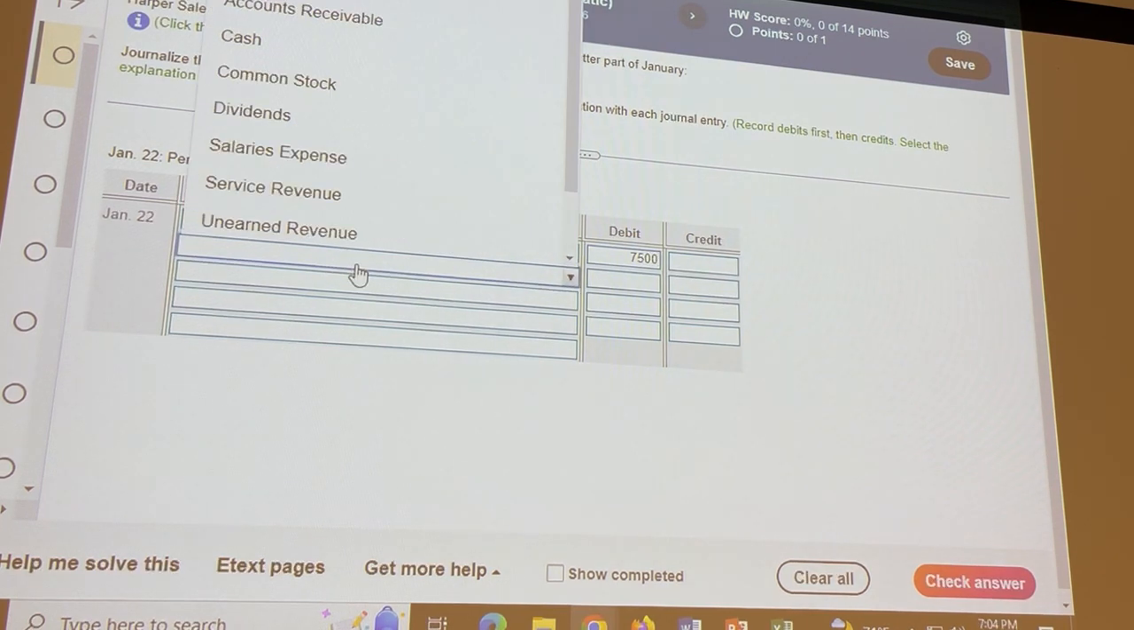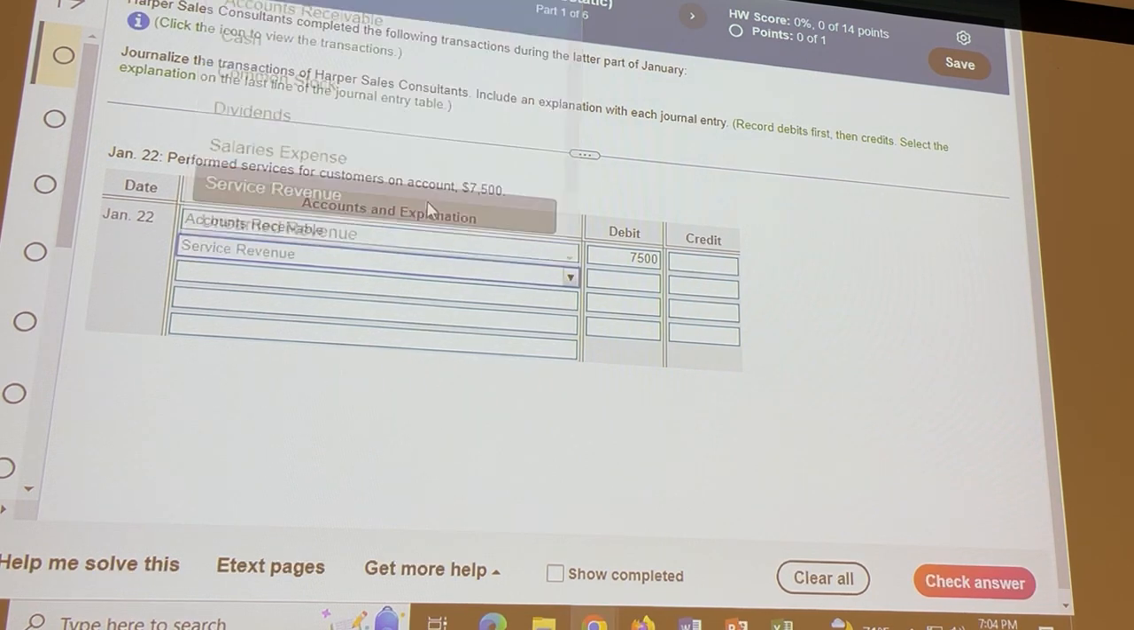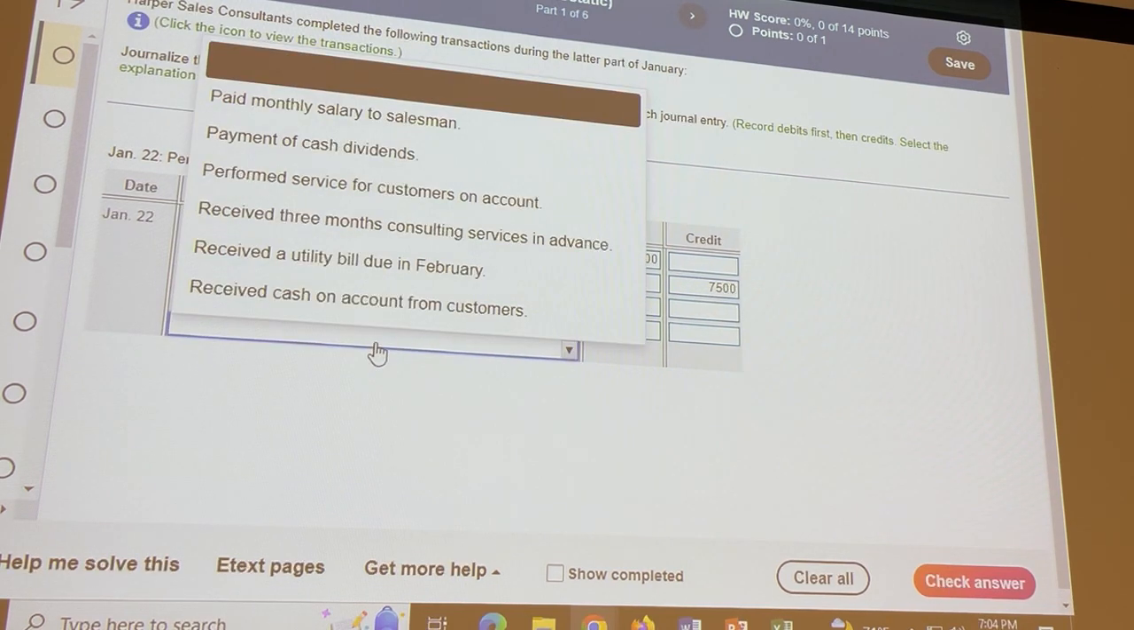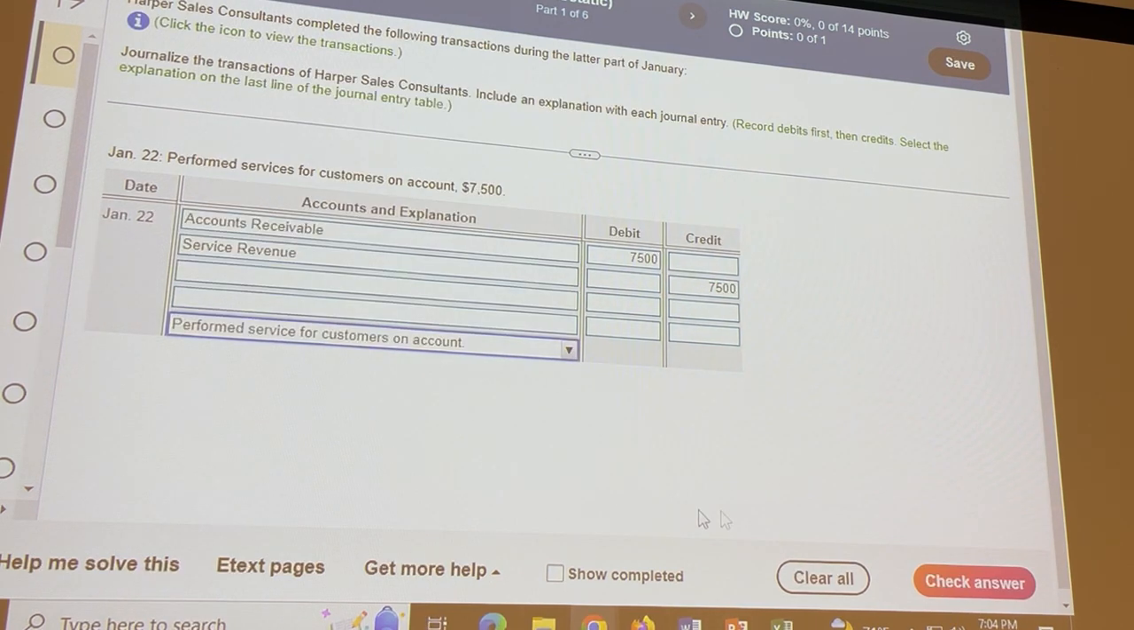And then what's the name of the account that we're going to credit? Service revenue. Yeah, service revenue. And revenue accounts go up with a credit, so that makes sense. And then at the bottom, we put performed service for customers on account.